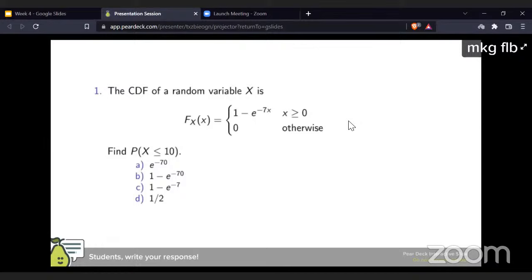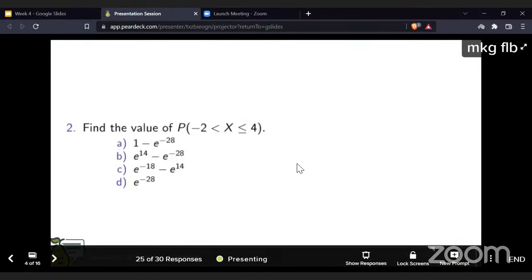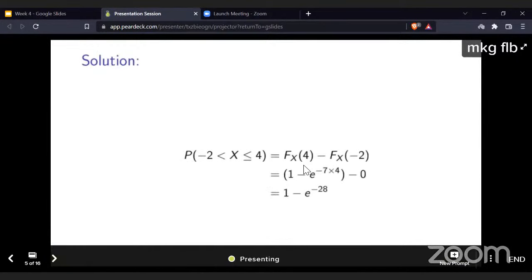Most of the people here have answered B. So that is wrong. The correct answer is A. Same thing, F_X of 4 minus F_X of -2. F_X of -2 is 0, so we'll just consider F_X of 4, and that is 1 minus e to the power minus 28.